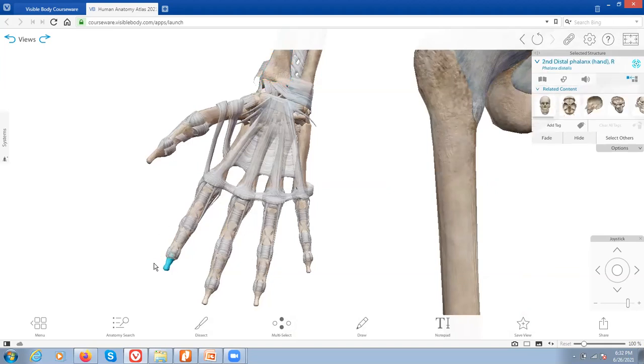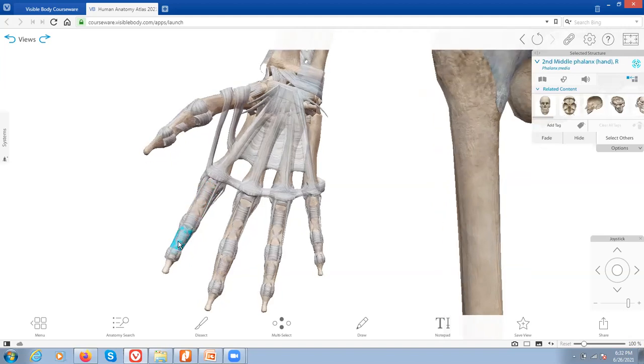Together, they're called phalanges. And because there's 3, there's going to be the distal one, which is the furthest away, the proximal one, which is closer, and then the middle one, which is in between. So they're all named the same thing, distal, proximal, and middle, but with the numbers. The thumb only has 2, so that one will just have distal and proximal with no middle.